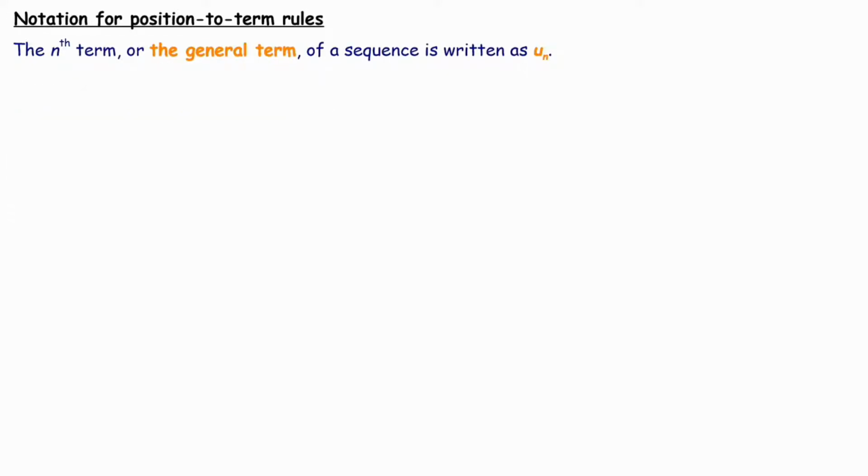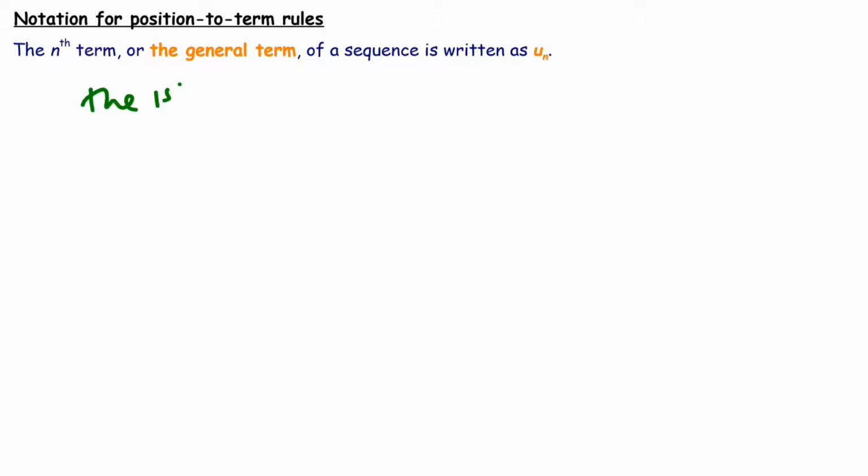Okay, so what are the notations for position to term rules? Now the nth term, which represents the general term of a sequence, is written as u sub n. That's the notation that we use in math. There are other notations, but in this case, we'll be sticking to this one. So if the nth term of any sequence is written as u sub n, then the first term of any sequence will be written as u sub 1.